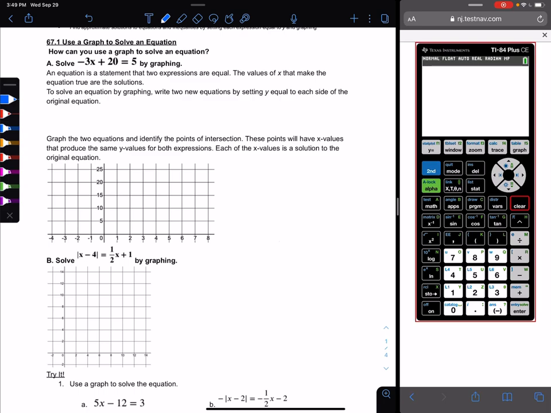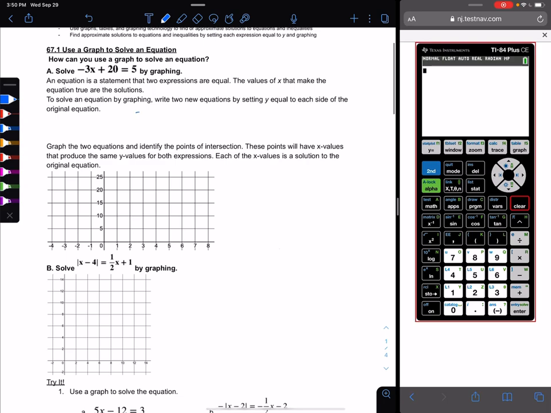So to solve an equation by graphing, you're going to write two new equations by setting y equal to each side of the original equation. So you take your original equation of negative 3x plus 20 equals 5, and you set y equal to negative 3x plus 20 and y equal to 5. All you're doing is taking the left side equal to y and the right side equal to y.